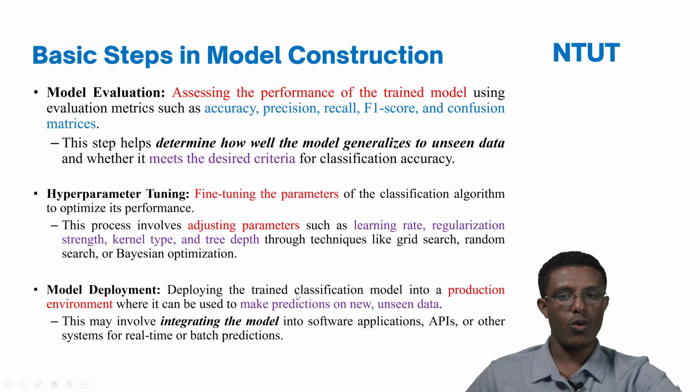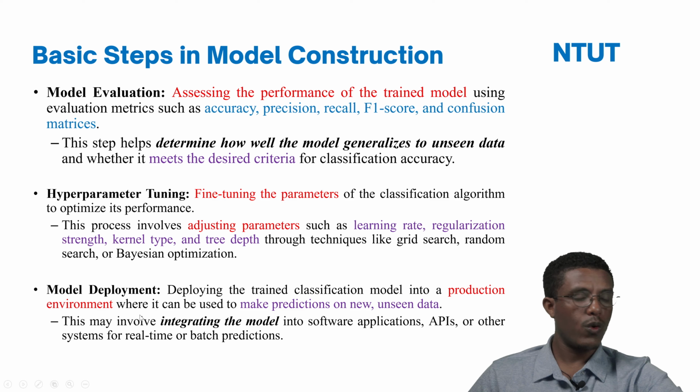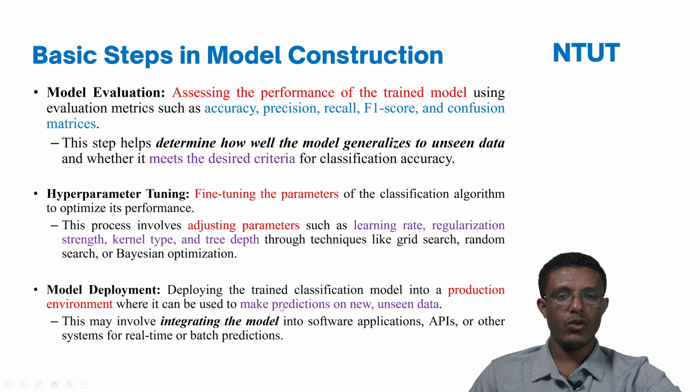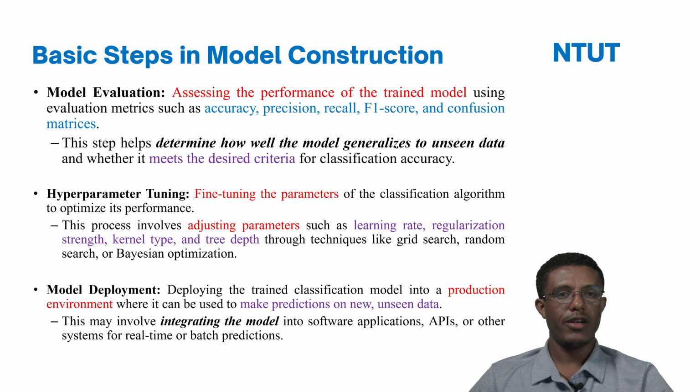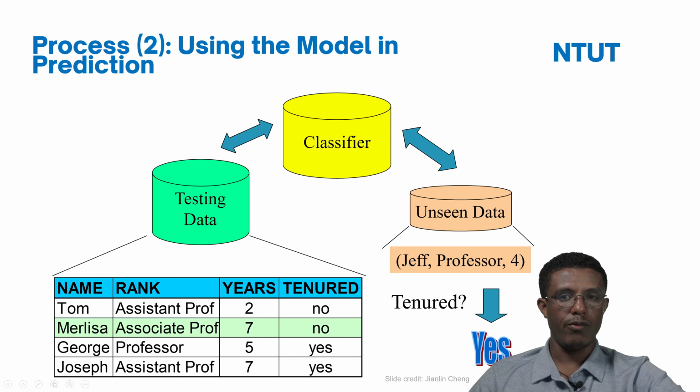We can deploy that model, deploying the trained classification model into a production environment. We implement this model in the real environment where it can be used to make predictions on new and unseen data. We collect some new data that is not included in the training data, and we give this data to the trained model, and the model tries to predict the output values. That's called model deployment.